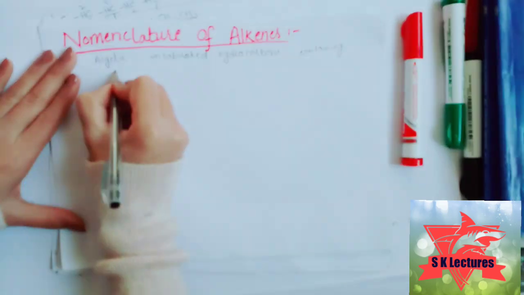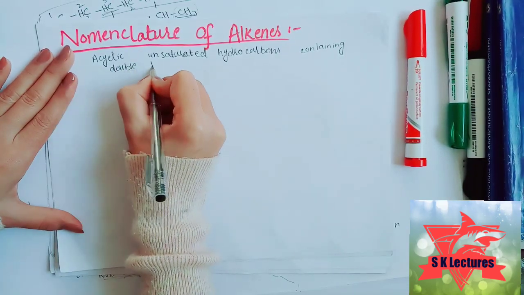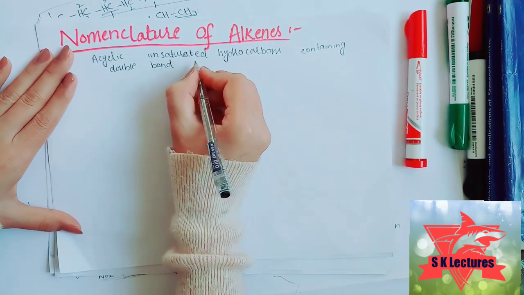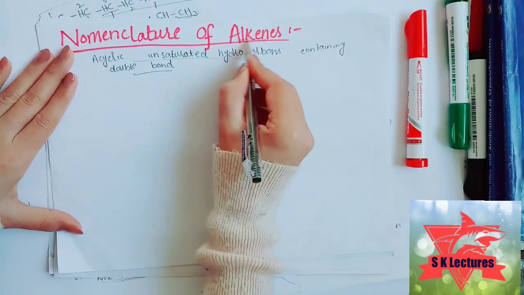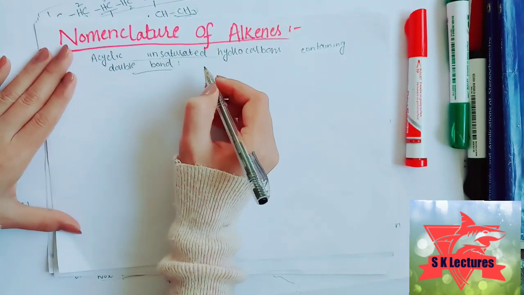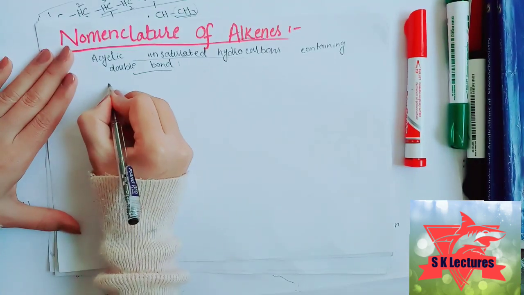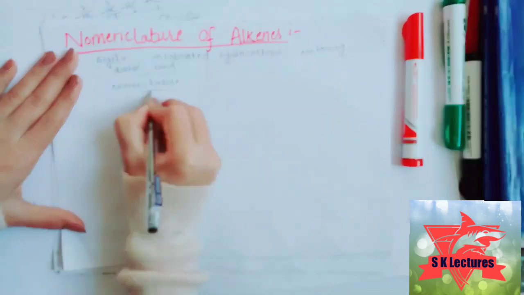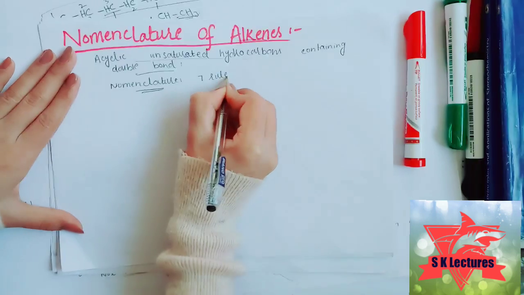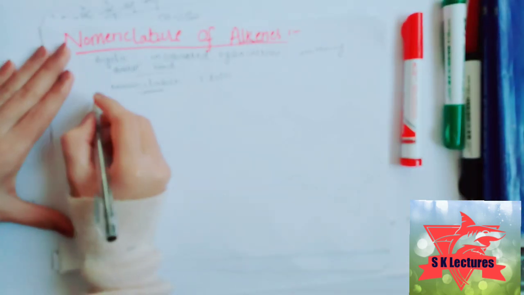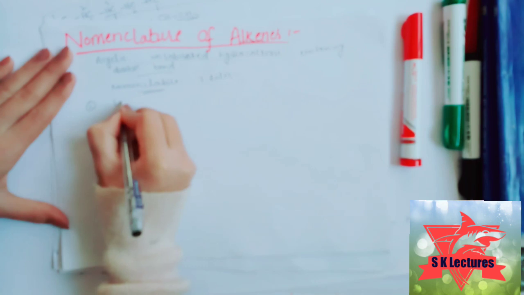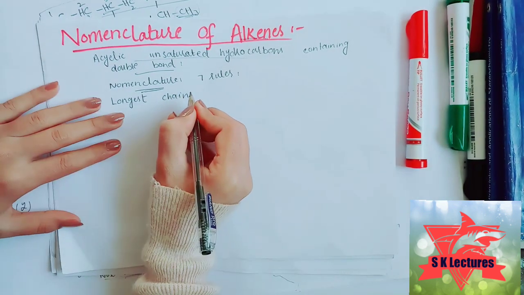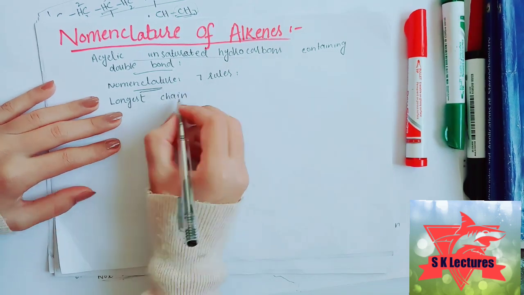Let's get started with its nomenclature. If you have learned the nomenclature of alkanes, then it will be easier for you because most of the rules are the same as for alkanes. The difference is that a double bond is present. For its nomenclature 7 rules will be followed, and the first rule is just like alkane nomenclature: first of all, locate or find the longest continuous chain containing a double bond.